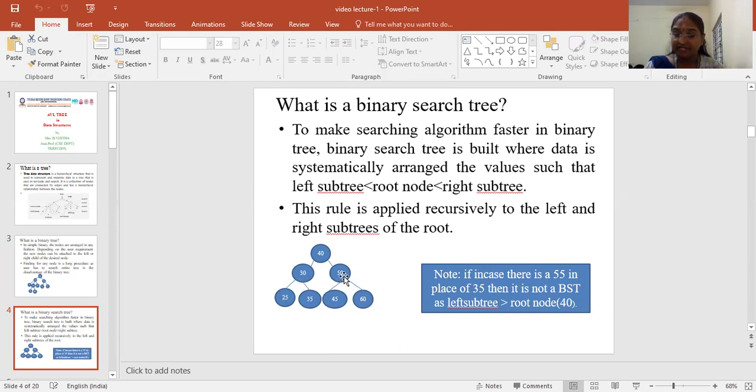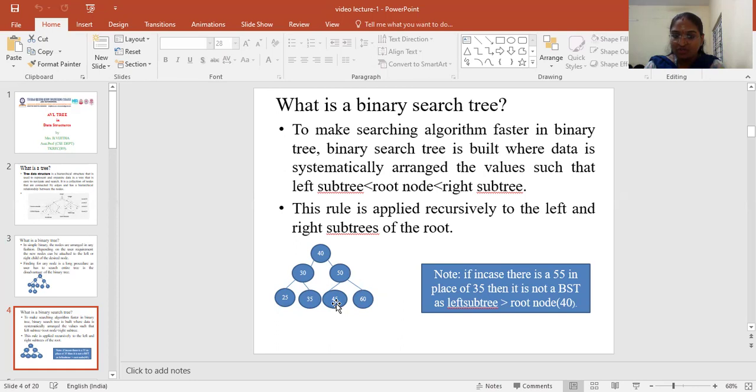Coming towards 50, 45 is less than the parent 50, so I have attached it on the left, and 60 is greater than the parent 50, so I have attached it on the right side. Okay, in this way, if you arrange the nodes in a systematic order, there is an easy way of searching a particular element in this binary search tree.